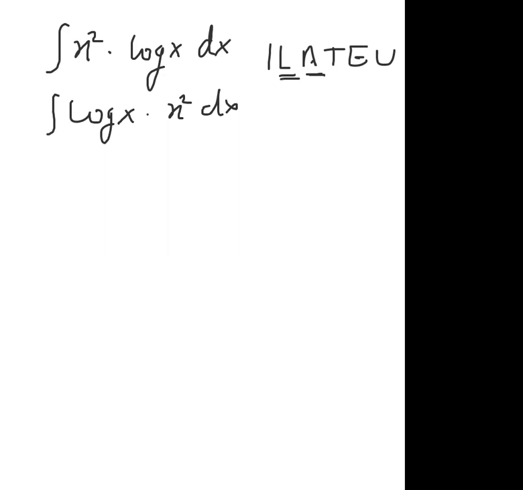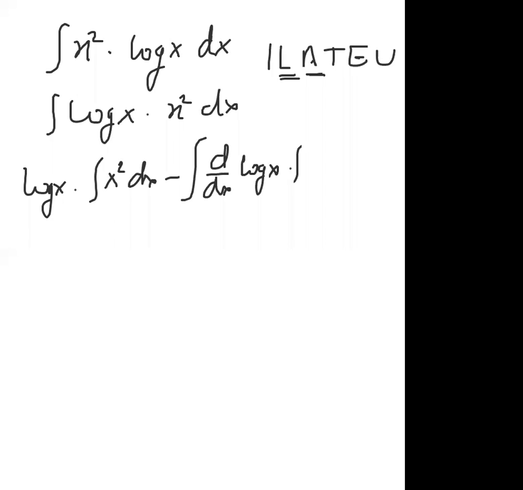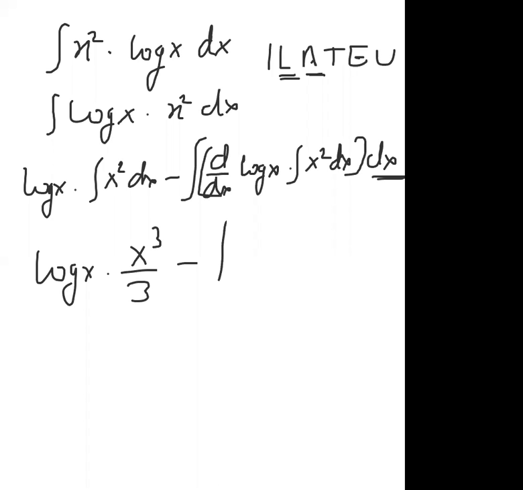So when we need to apply the product rule: first function into integral of second, minus integral of d by dx of first function into integral of second function, whole integral with respect to x. So log x into x square will be x cube by 3 minus, log x will become 1 upon x, times x cube by 3 dx.